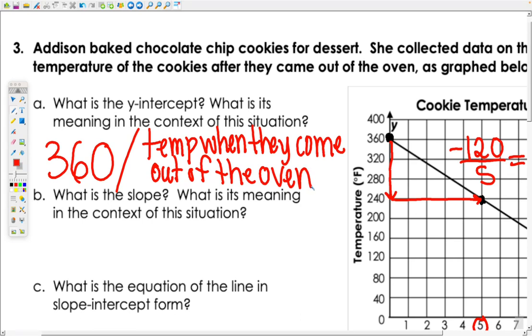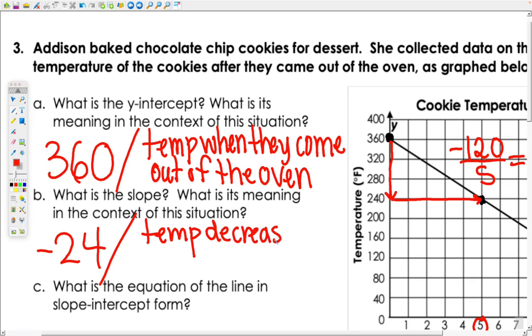Now, we already know what the slope is. We count that first. It's negative 24. And you got that by doing 120 divided by 5? Now, what does this mean in this word problem? The temperature decrease per minute. Yes, that is the temperature that the cookies are decreasing per minute. So, temperature decrease per minute.